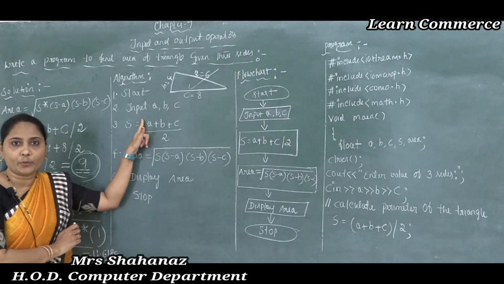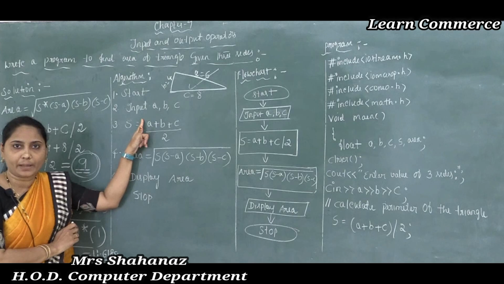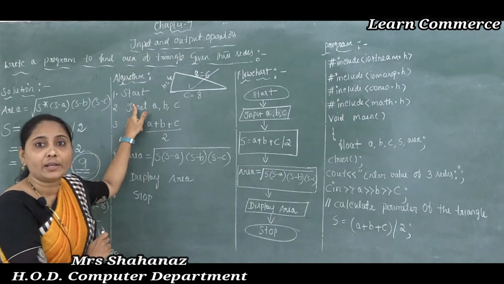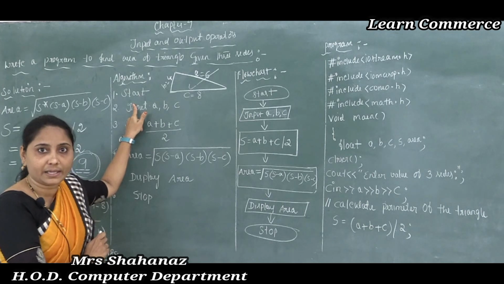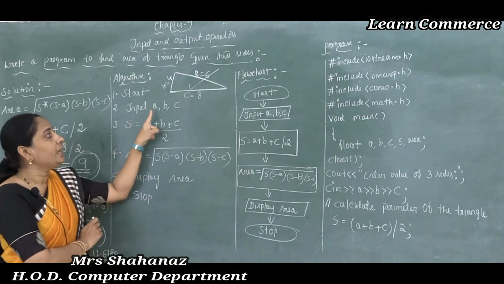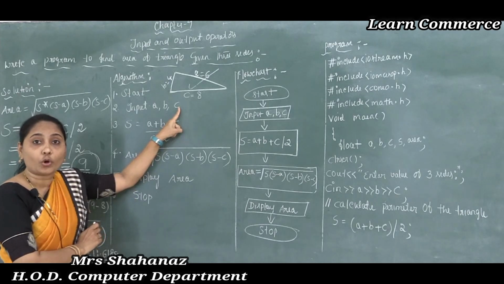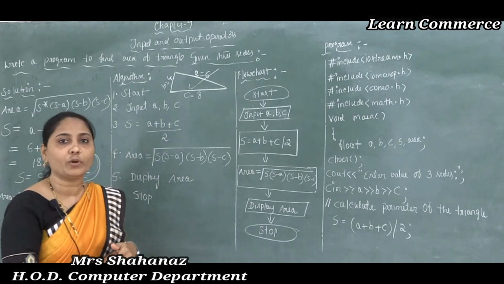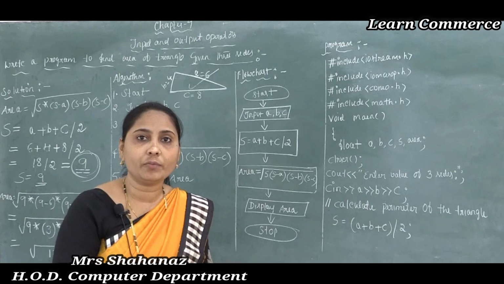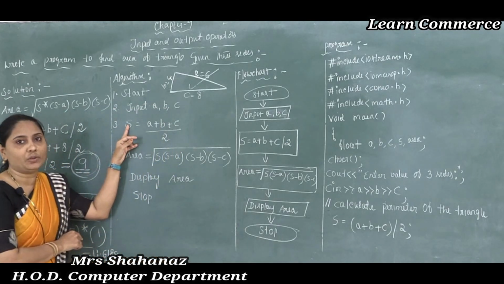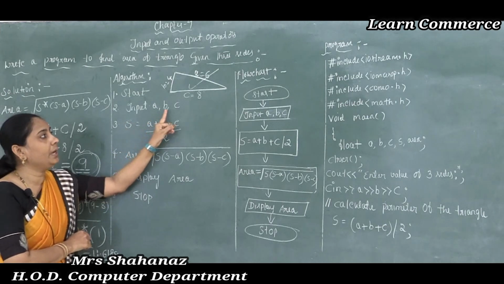We need to input some value into the variable, correct? So input here the 3 sides' values into the variable. Clear this point here? So input a, b, c. Because only if you take these 3 variables can we use any formula. So here, input means 3 side values to the variables a, b, c.